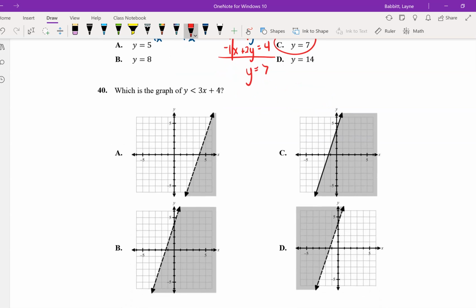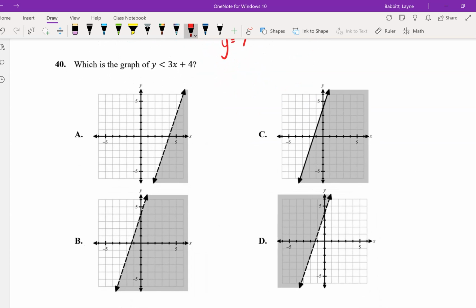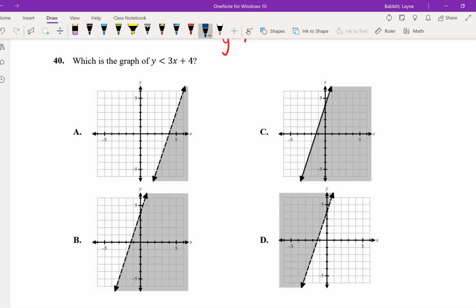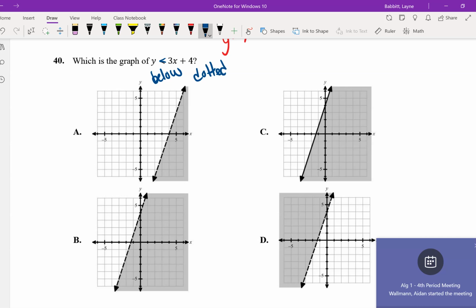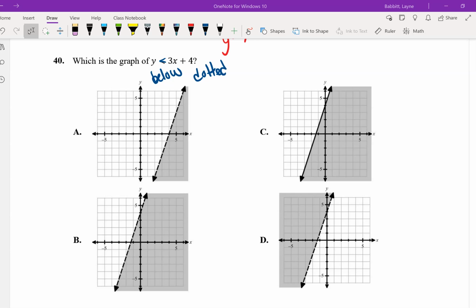All right. Next one, which is the graph of y is less than 3x plus 4. So less than means shade below. And the fact that there's no or equal to on this means that it's a dotted line. So I can eliminate any of them that have solid lines. C was a solid line, it gets eliminated. And then also eliminate any that are shaded above, because I'm supposed to shade below the line. D looks like it was shaded above the line, so it gets eliminated.